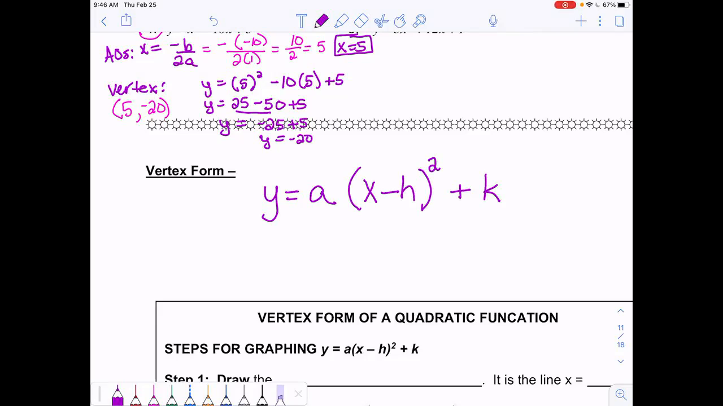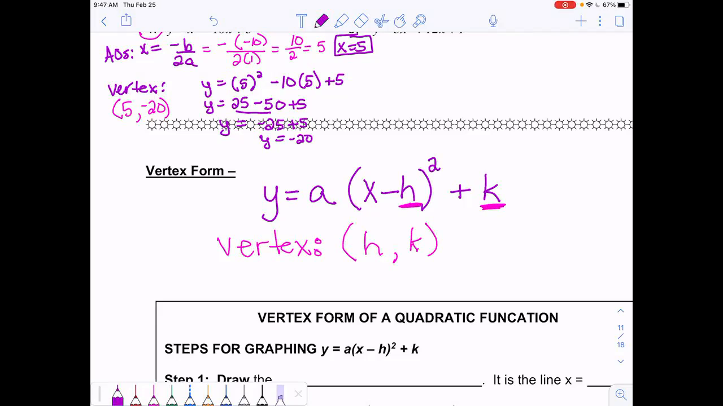In this vertex form, it's called vertex form because the vertex is directly in the equation, which means you don't need to find it or calculate it because the numbers in the equation actually give us the vertex. The vertex is h, comma, k. And if I look in my equation, there is an h and a k in the equation. Those are going to be numbers. We're going to pull those numbers from the equation, and they are going to make the vertex.